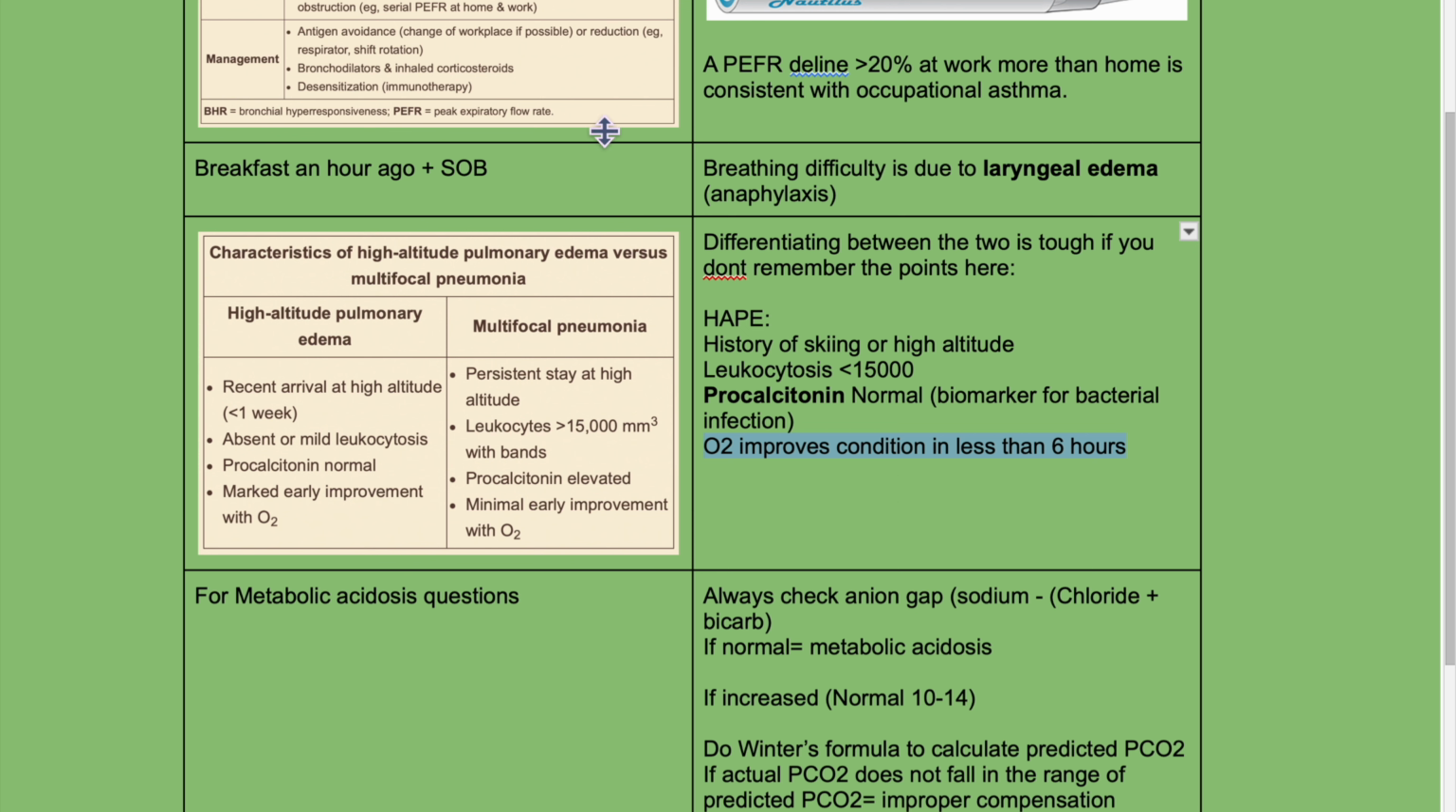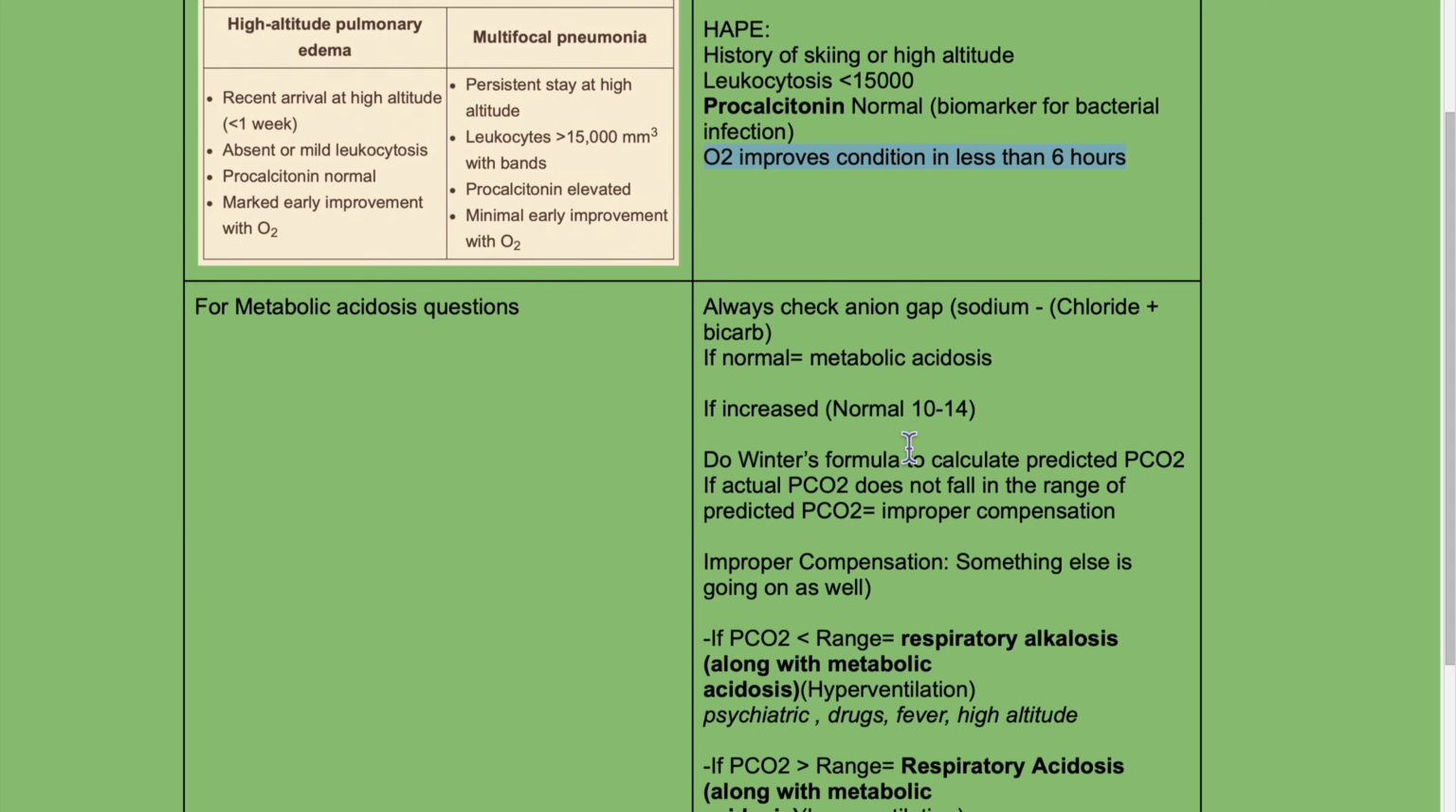Again, we'll recap that here and then look for pneumonias. HAPE: recent arrival at high altitude, less than 1 week, absent or mild leukocytosis, procalcitonin is normal, marked early improvement with oxygen. Whereas in multifocal pneumonia, you'll have a persistent stay at high altitude, leukocytosis more than 15,000 with bands, procalcitonin is elevated, and minimal early improvement with O2.